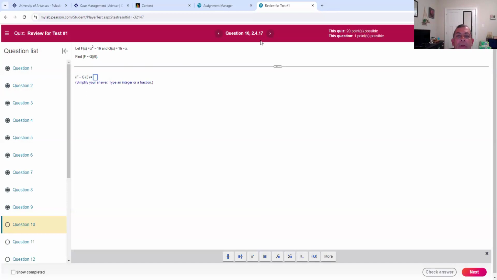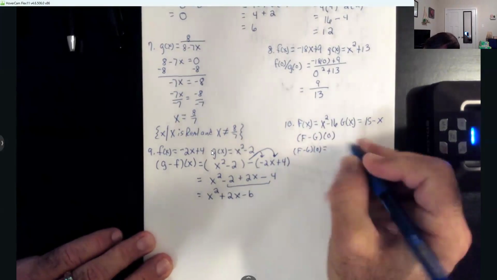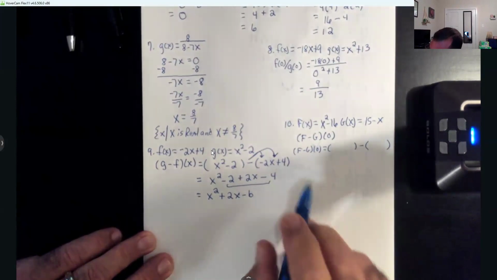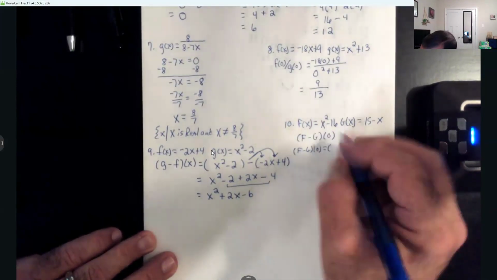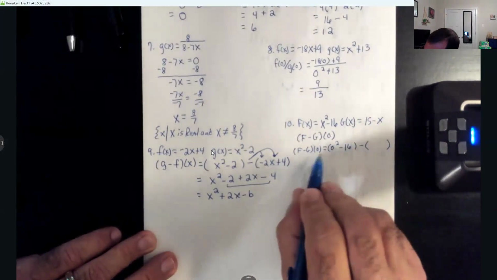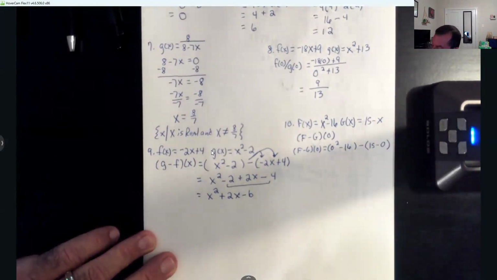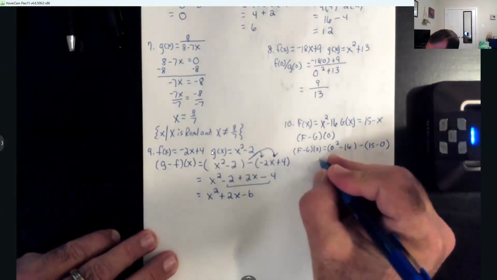All right, so I'm going to show you how I put that one in. So f minus g of 0 will equal my f minus my G. But I'm putting zeros in for the X's. So I'm going to have F, which is 0 squared minus 16, minus my G, which is 15 minus 0. So they gave me a 0. I put a 0 in for my X's.